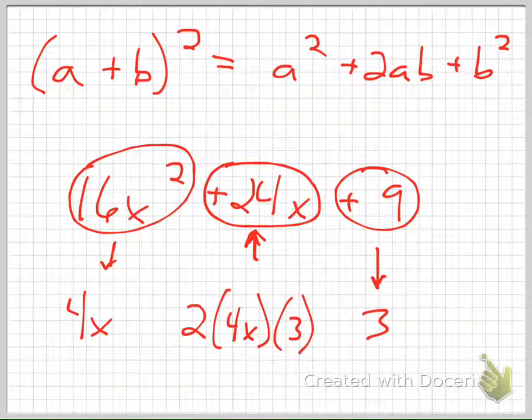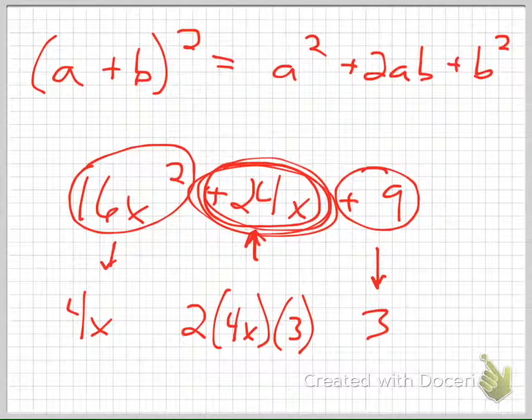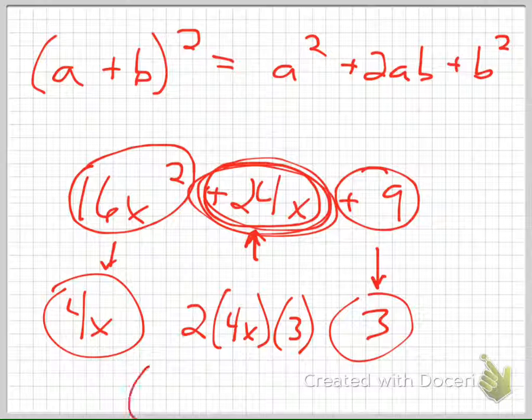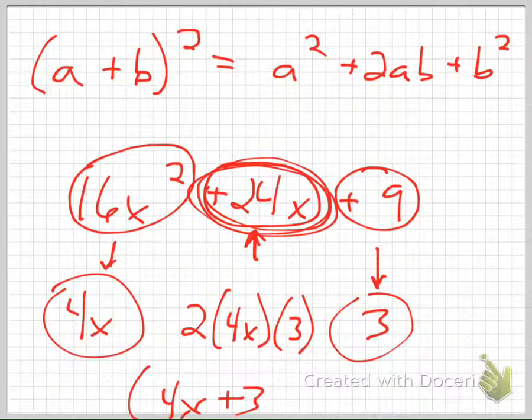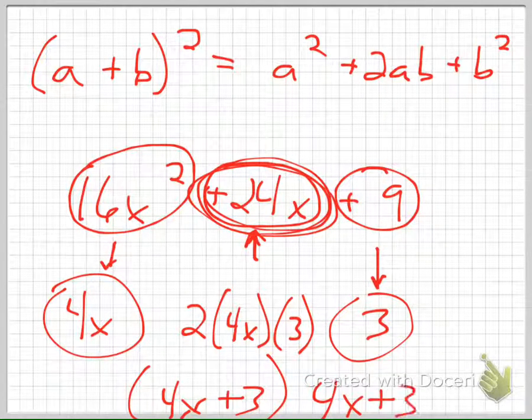What is 2 times 4x? 8x. What is 8x times 3? There it is. That tells you that this is a perfect square trinomial, which means all I need to do is look right here. It's 4x and 3, so it would be 4x plus 3 times 4x plus 3.